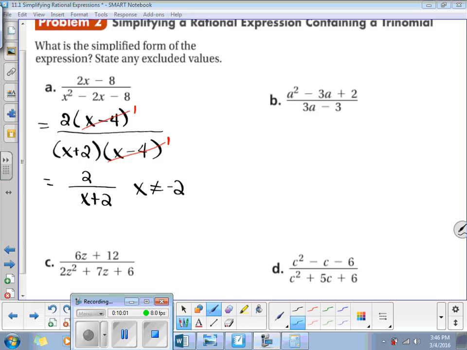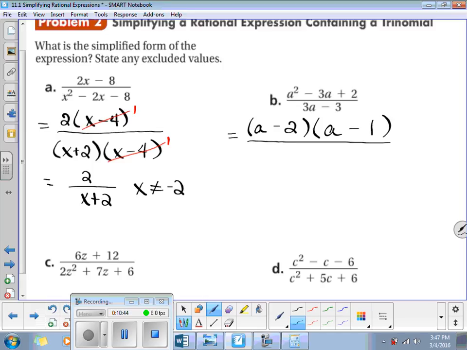All right, for letter B, we can factor the numerator, and we can factor the denominator again. Again, we can use the x method for the numerator. So, a squared is a times a. To get 2, there's only one choice, right? 2 times 1. We want them both to be negative because when we add 2a plus 1a, we want it to be a negative 3a, right? So they both have to be negative, and a negative times a negative is a positive 2.